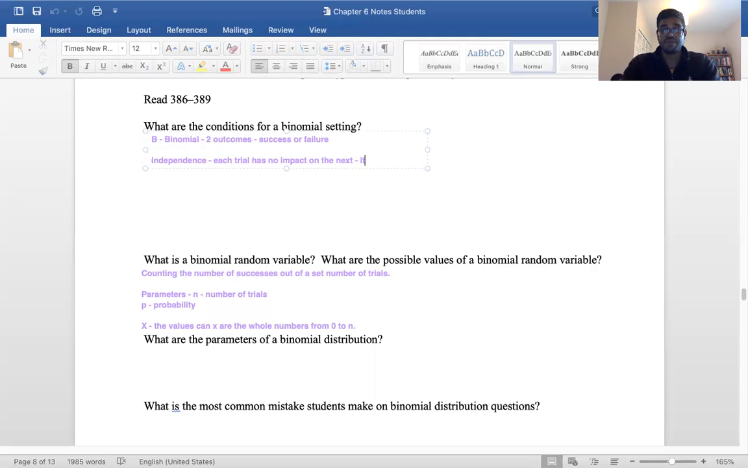There's another way to think about this. It does not change our feelings. Which is I. Then we have N, which is the set number of trials. So trials are fixed. You have to know before the problem starts that I'm going to do 100 coin flips or whatever it is. And then S stands for success: the probability of success remains the same for each trial.